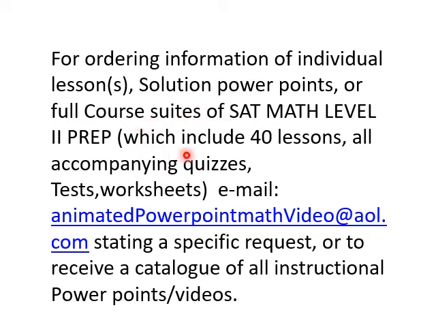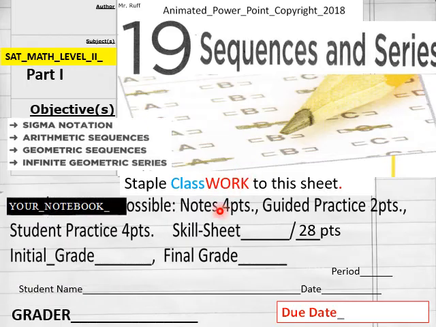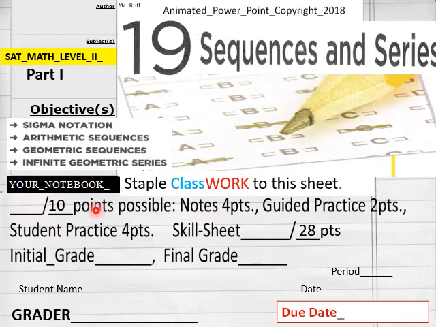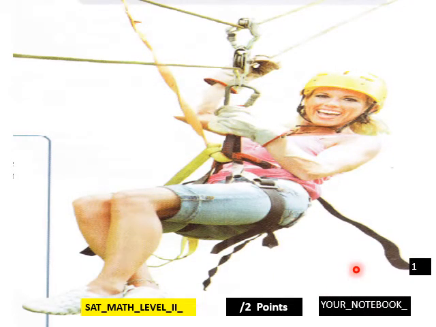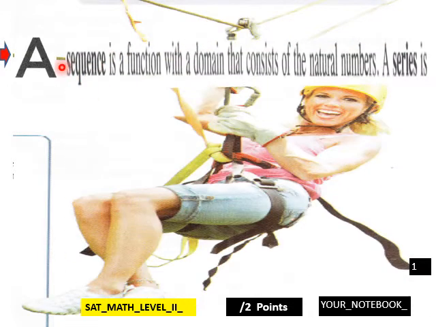Everybody, we're getting ready to do lesson 19 of SAT Math Level 2 Prep. For today's lesson, you have 10 points in your notebook, and 28 points will go into your classwork sheet. Name, date, period, students, due date for my online. And we go right into page 1 of our lesson.